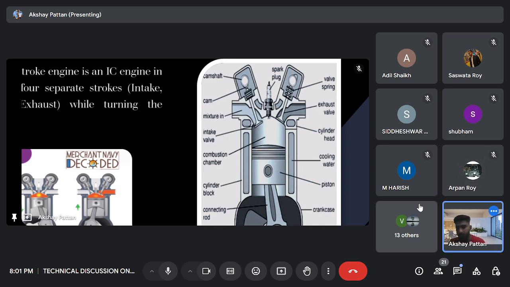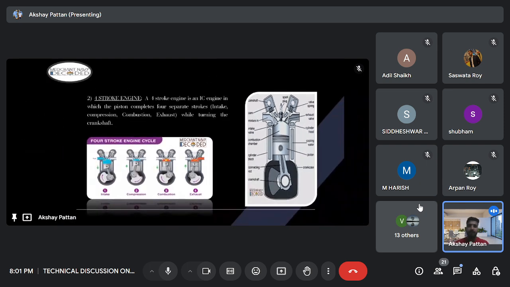Okay. Can anyone tell me is two-stroke engine more efficient or four-stroke engine more efficient? Sir, two stroke is more efficient than four stroke. Okay. Anyone?